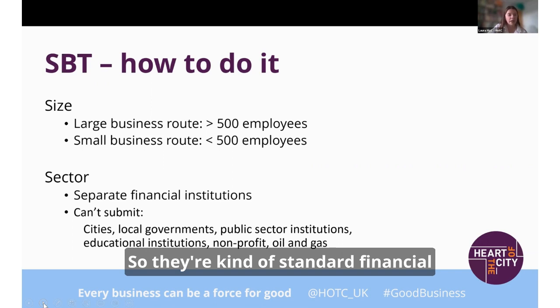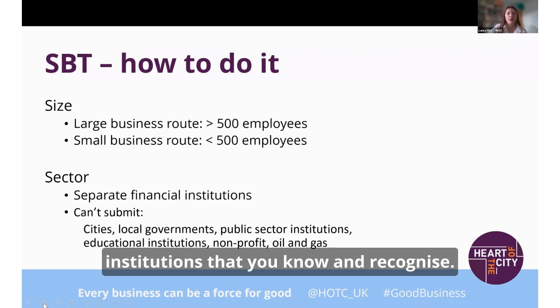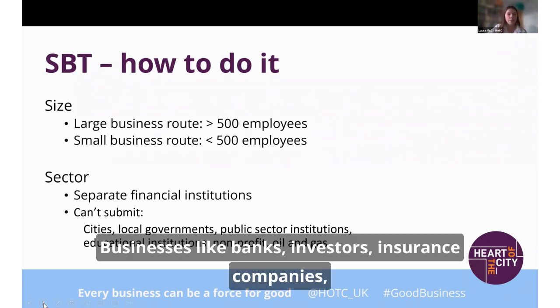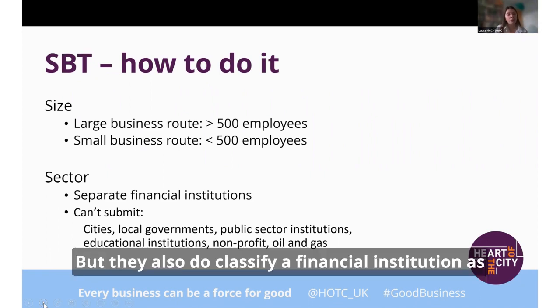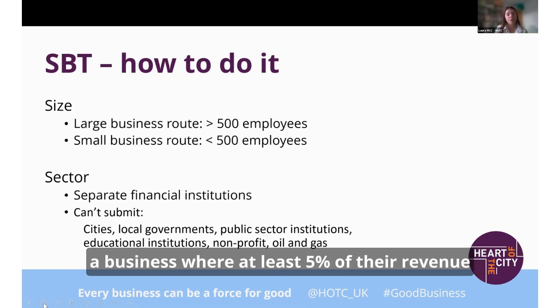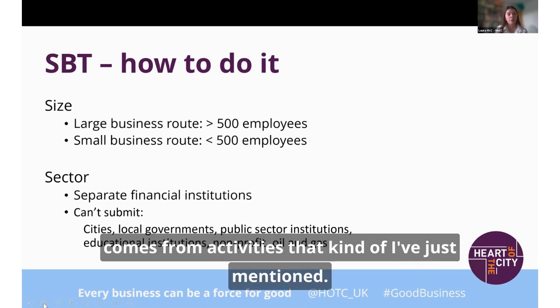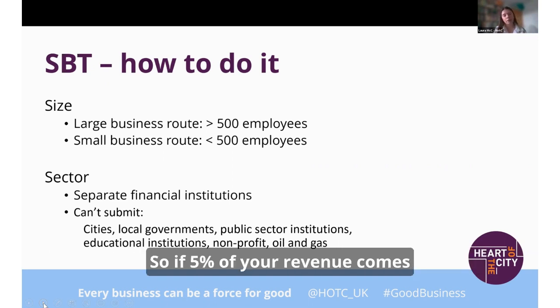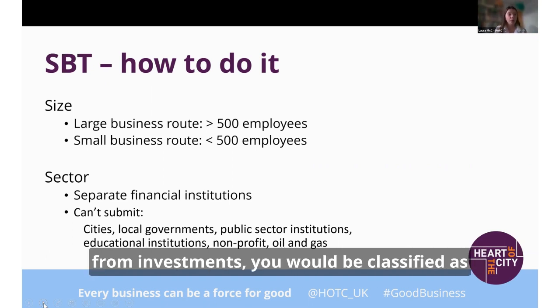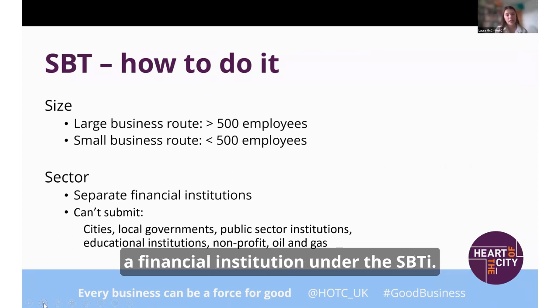So they're kind of standard financial institutions that you'll know and recognise. So businesses like banks, investors, insurance companies, pension funds, anything to do with pensions. But they also do classify a financial institution as a business where at least 5% of their revenue comes from activities that I've just mentioned. So activities that relate to a financial institution. So if 5% of your revenue comes from investments, you would be classified as a financial institution under the SBTi.